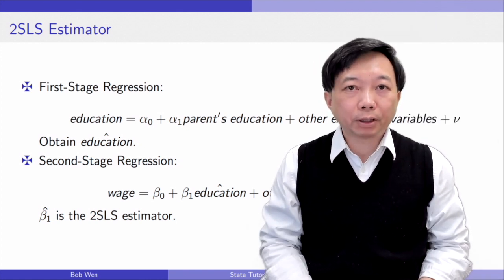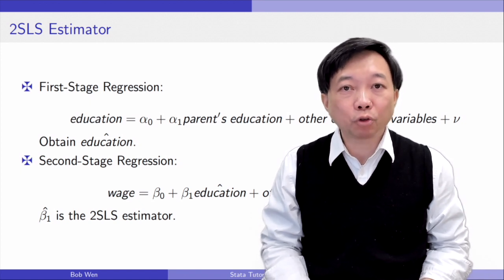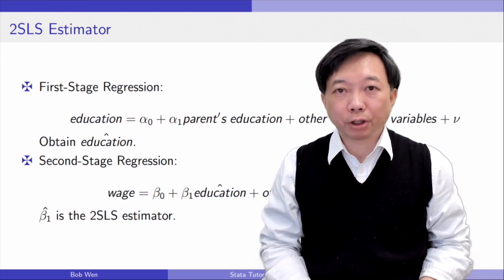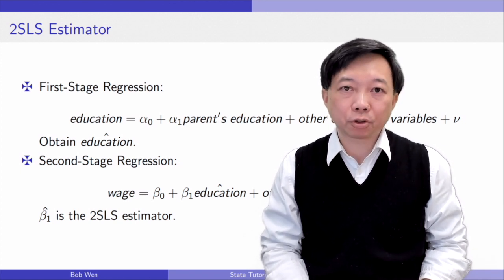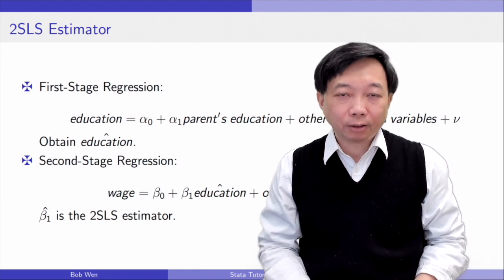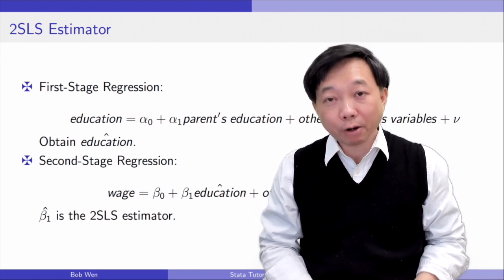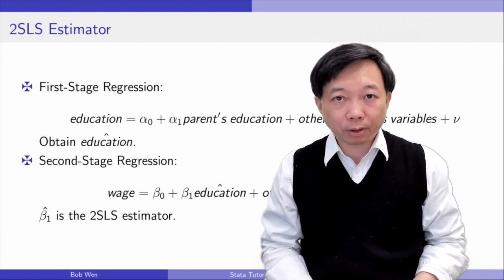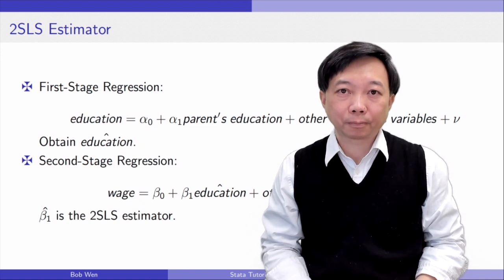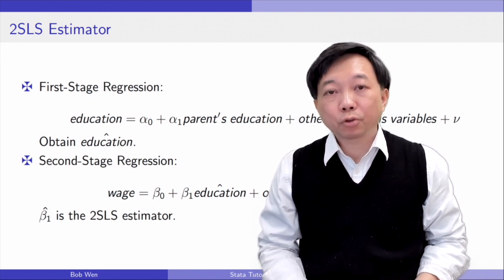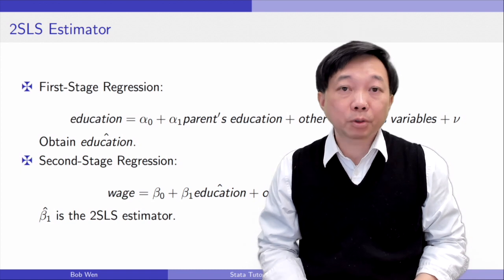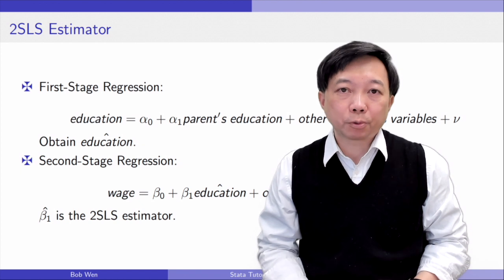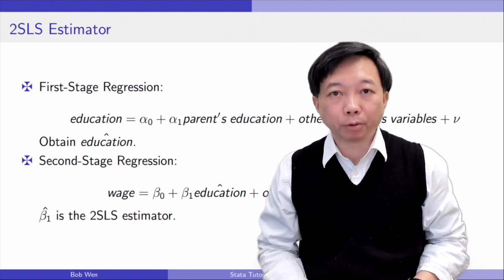We can think of the variation in the endogenous variable education in two parts: the exogenous part and the endogenous part. We isolate the exogenous part of the variation in the first stage regression and only use it in the second stage regression. We can see that the exogenous part of the variation comes from the fit value in the first stage regression. The endogenous part of the variation has been removed.